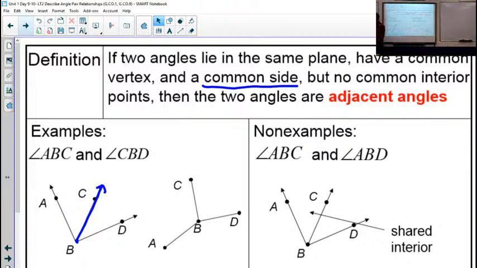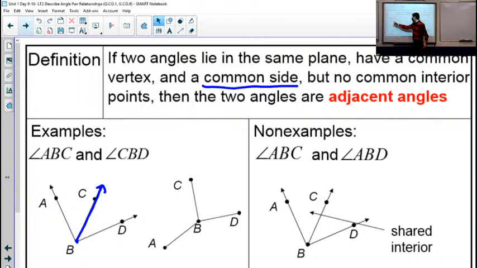So let's start with our vocab. A couple different terms to start with. First is adjacent angles. Adjacent angles are angles that share a common side. Another way to say that the angles are adjacent is that the angles are touching. That's another way to say adjacent angles. Angles that are touching, they share a side.